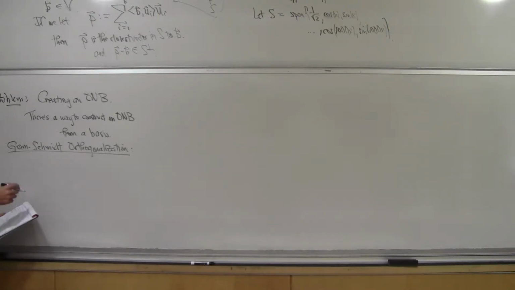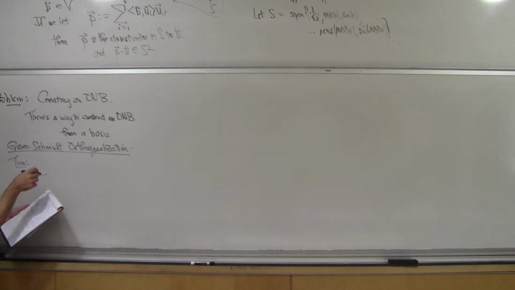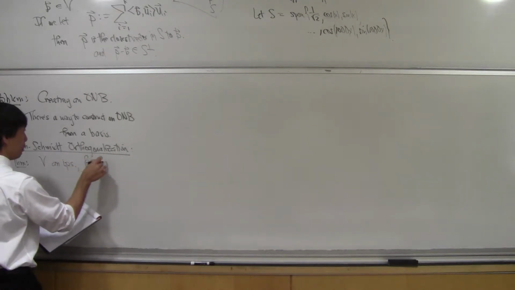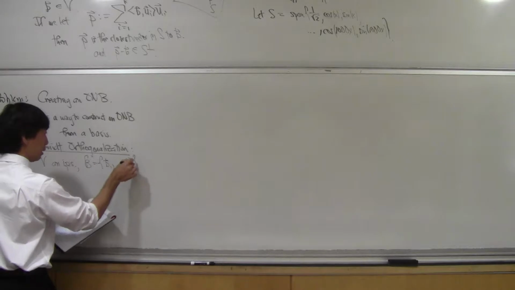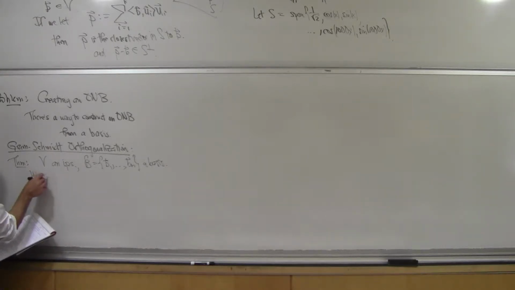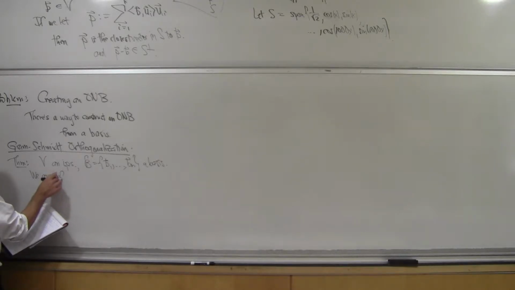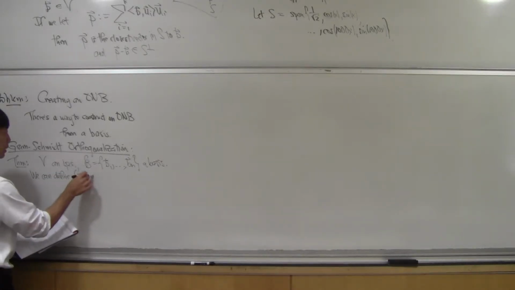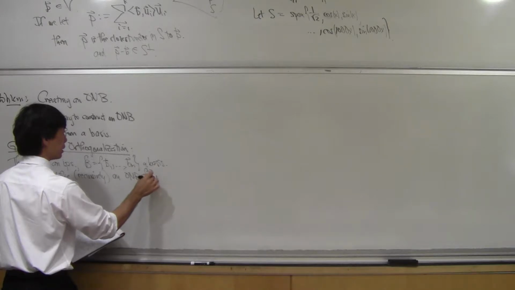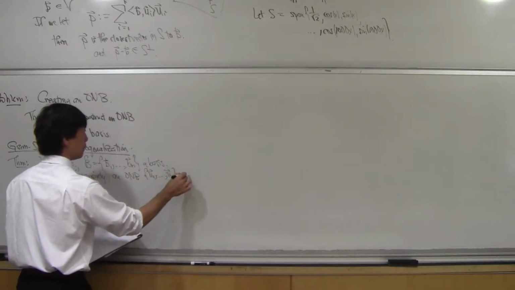Okay, so let me lay out the theorem here first, and then I'll sketch out what it means. You'll understand it when we write it down. So you have V, again, an inner product space, and you have V1 through Vn, a basis. Okay. So somebody gives you a basis, and we're going to make an orthonormal basis out of it. So we can define recursively an orthonormal basis U1 through Un as follows.